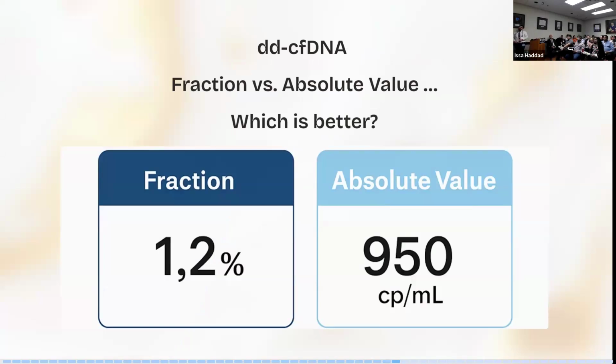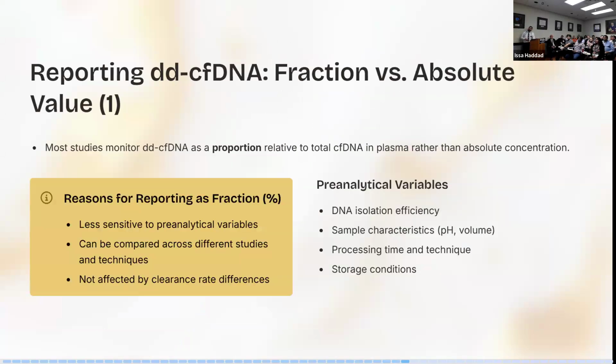Yes. And then another question that was raised was, is fraction better, or is it the absolute value that is better? And the theory is, just like we do a spot protein to creatinine ratio in an unstable AKI, a similar thinking is the reason why we want to report a fraction is because it's less sensitive to pre-analytical variables. It can be compared between different studies and techniques, and it's not affected by clearance rates because both the donor as well as the recipient DNA will be cleared at the same rate. And some of the pre-analytical variables that they mentioned are the processing time, technique, and storage conditions.